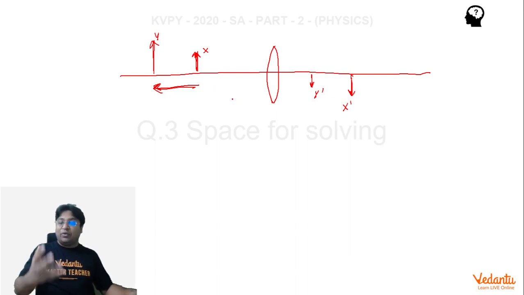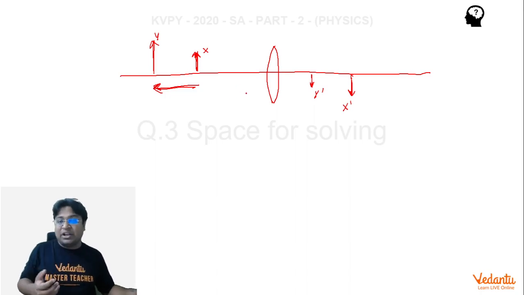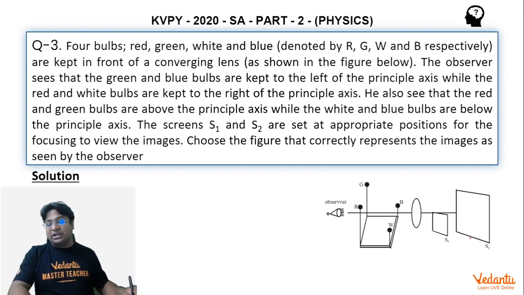So we have four real bulb objects, and we are able to obtain their images on these screens.